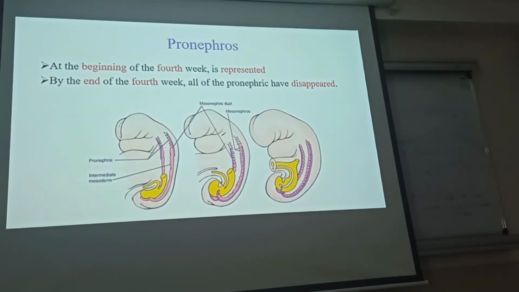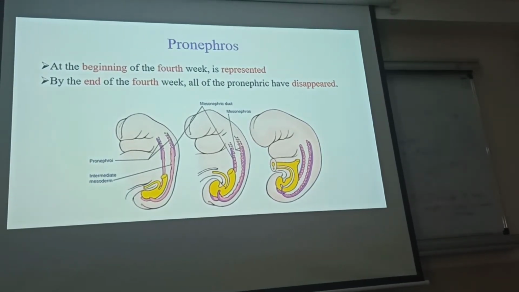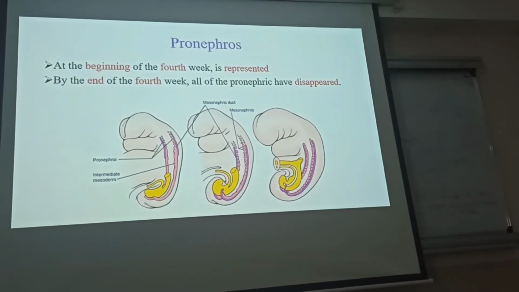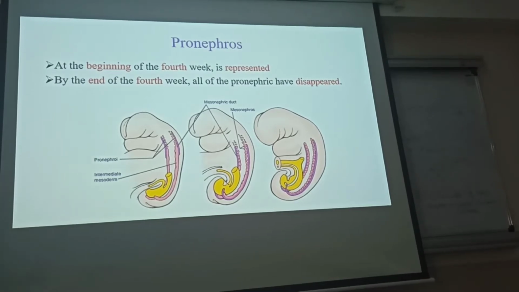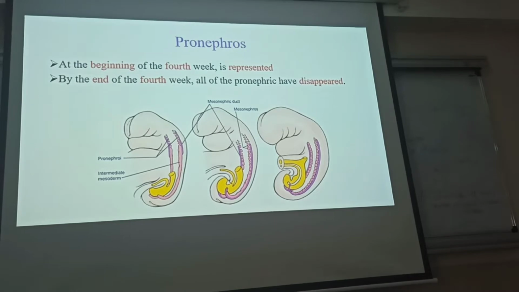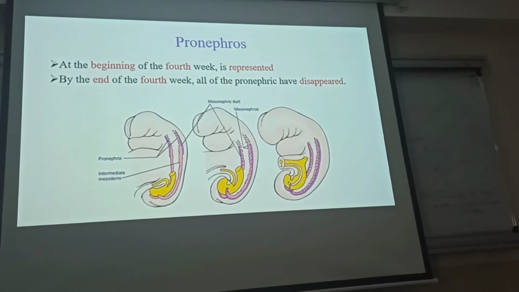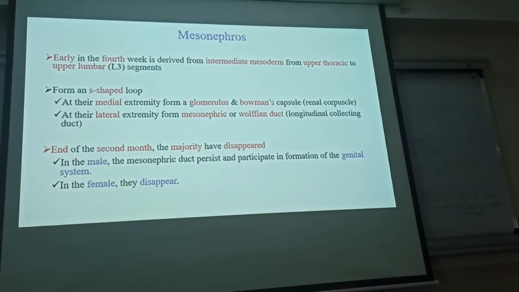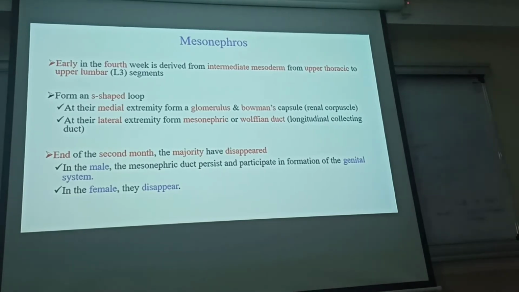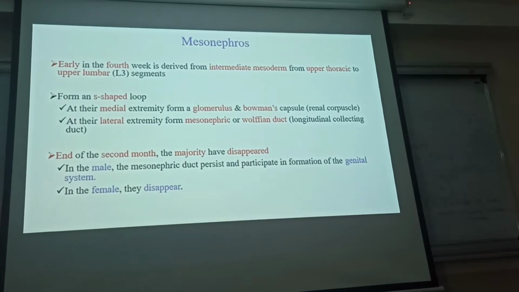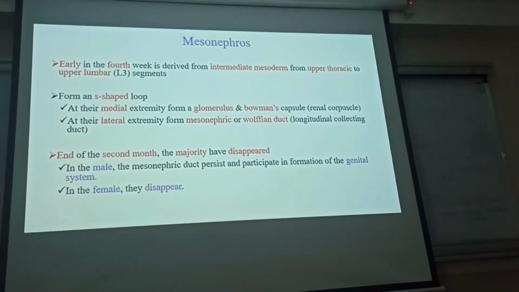At first, I'm going to explain about the polynephros. At the beginning of fourth week, polynephros is up here. But by the end of fourth week, this structure is rudimentary, then it disperses. So, polynephros is a non-functional system. But mesonephros, at the beginning of fourth week, is originated from intermediate mesoderm.